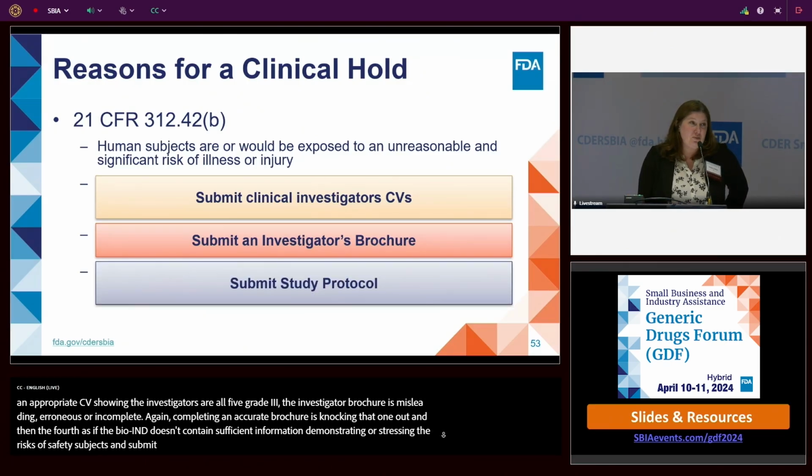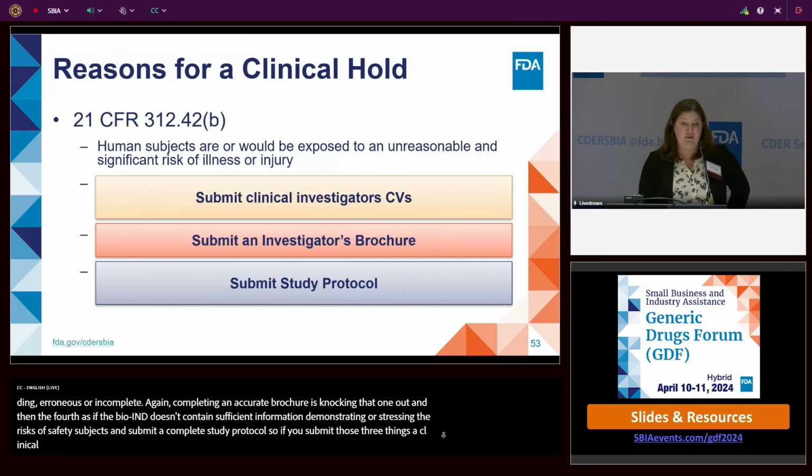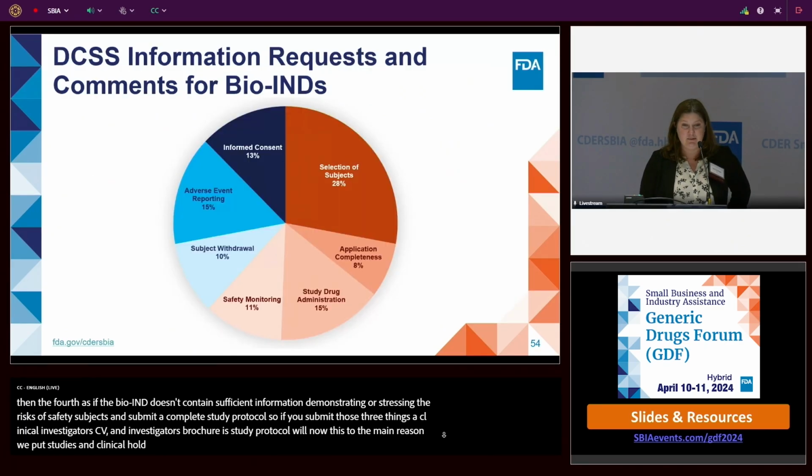So if you submit those 3 things, a clinical investigator CV showing they're qualified, a complete and accurate investigator's brochure, and a study protocol, that's really going to narrow this mostly down to the main reason we put studies on clinical hold, which is significant risk or injury to the subjects.